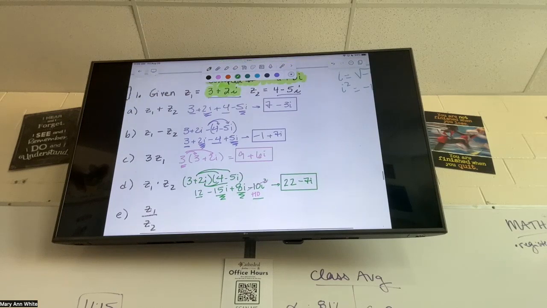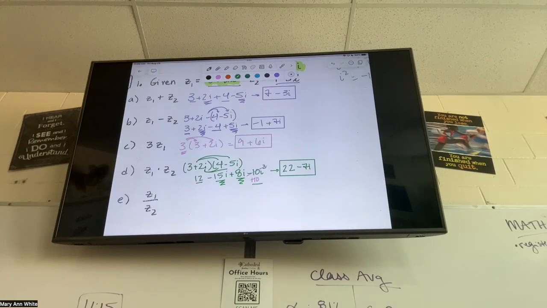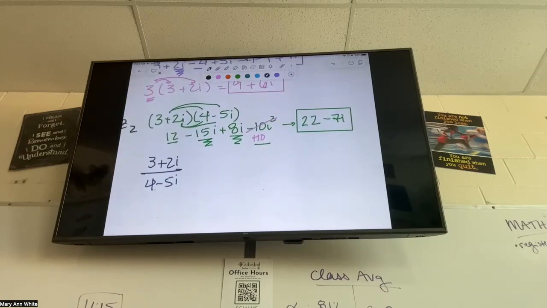Okay, we good so far? All right, the last problem is using this division. So we are going to divide them. I've got 3 plus 2i all over 4 minus 5i. Now, the issue here is we have an imaginary number in the denominator, and we cannot have that. Just like you can't have a radical in the denominator, you can't have an i in the denominator.